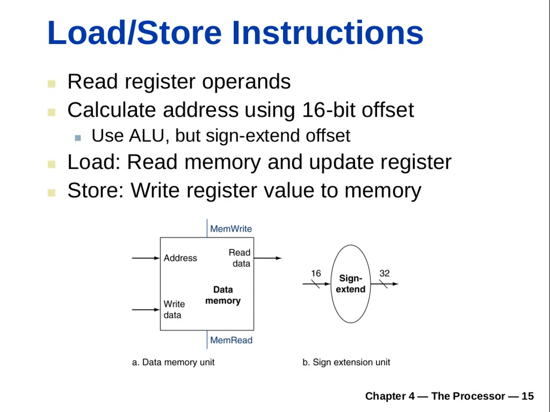This is our given, and your task as a computer architect is: I want you to support this operation. What are the functional components that you will need to implement this in the data path? For these two instructions, load and store, you need register operands. As you can see here, there are two register operands, X1 and X2. Then you need to calculate the address using a 16-bit offset. We'll discuss the instruction format later. And you're going to use the ALU for that.